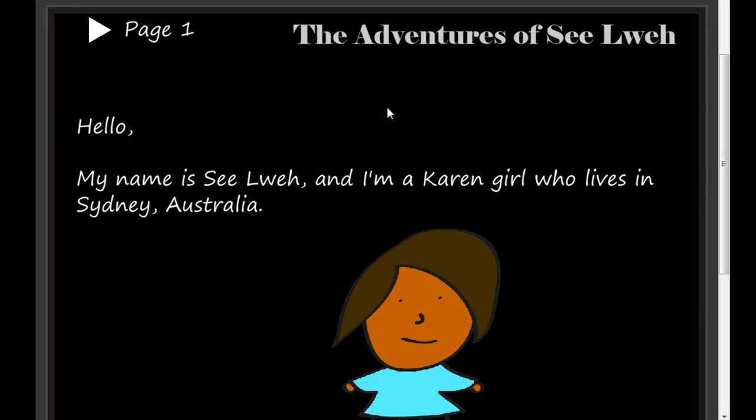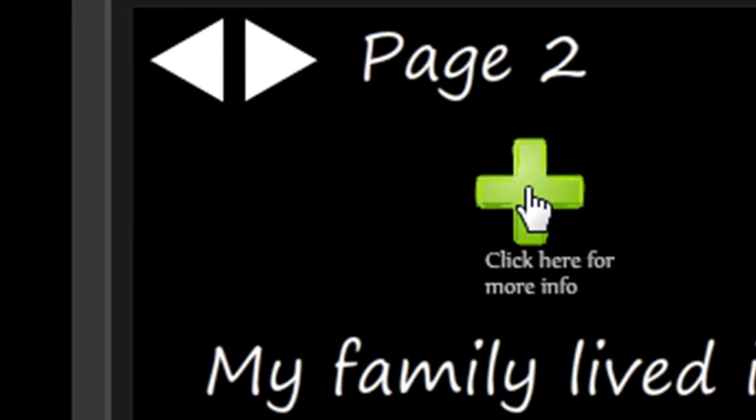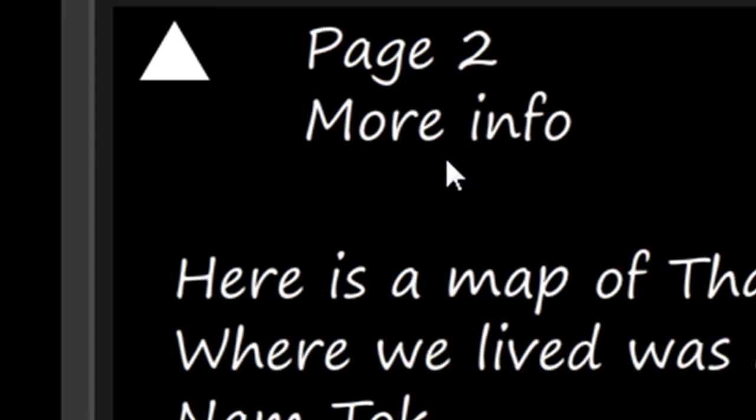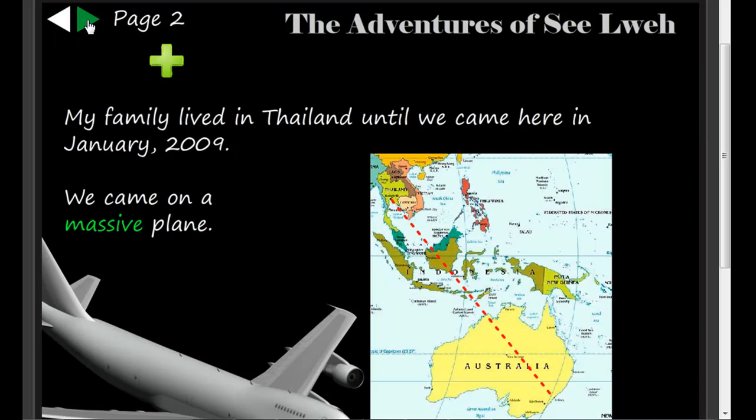Here we have the Adventures of Seelway, and on page 1 we've just got some text and an image. If we click on page 2, we'll then see an animation and some audio. You'll also see this plus sign here. If we mouse over that, it says click here for more info, and that links us to another page where we've got an image and some text. Back to page 2, then on to page 3.